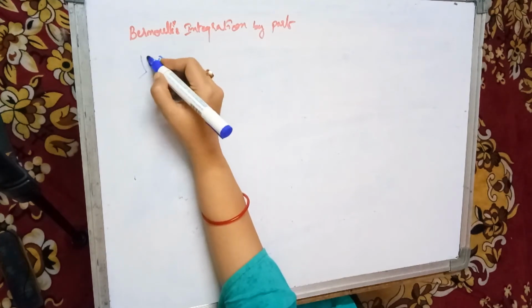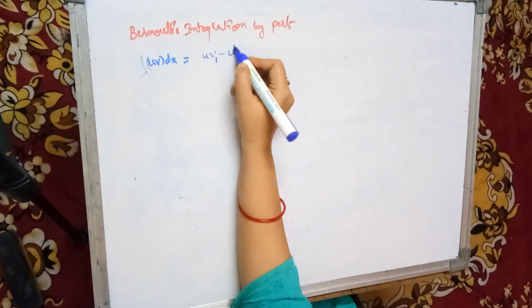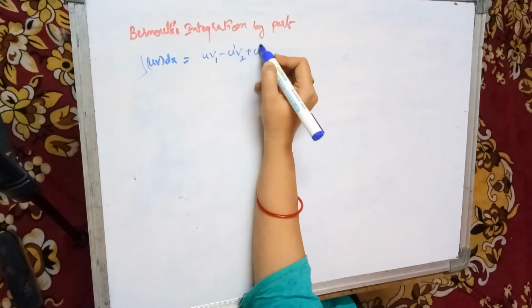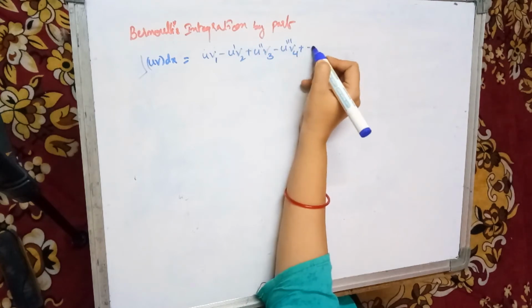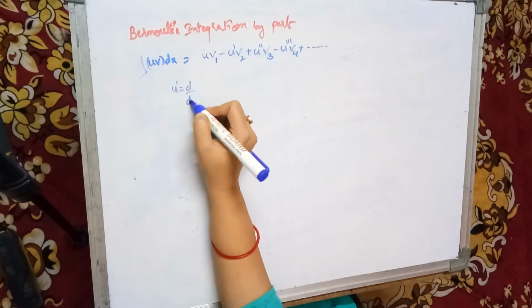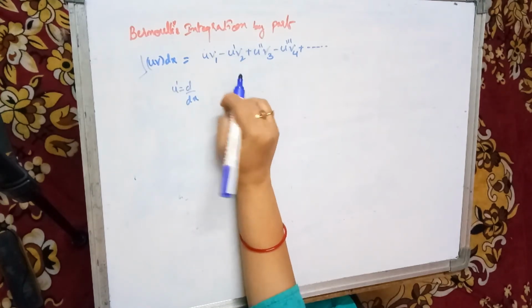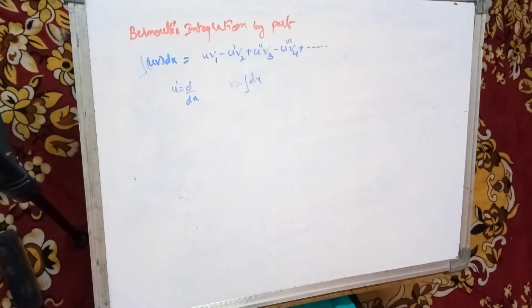Integration of uv dx is equal to u v1 minus u dash v2 plus u double dash v3 minus u triple dash v4 plus so on, where u dash stands for differentiation and v stands for integration. And remember, every time, whatever the function is given to you, you are going to consider it under u and the trigonometric part under v.